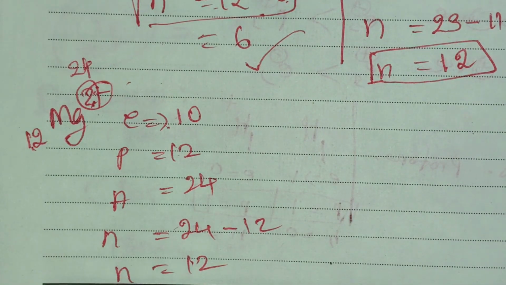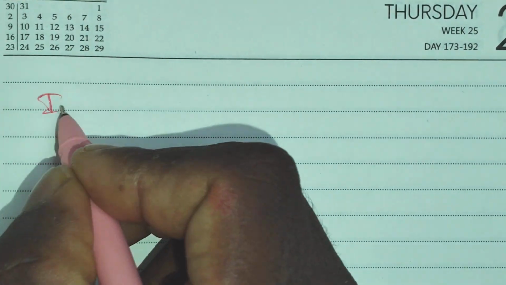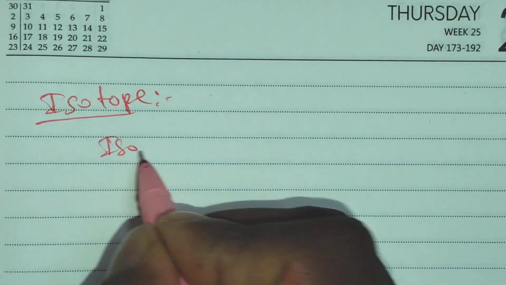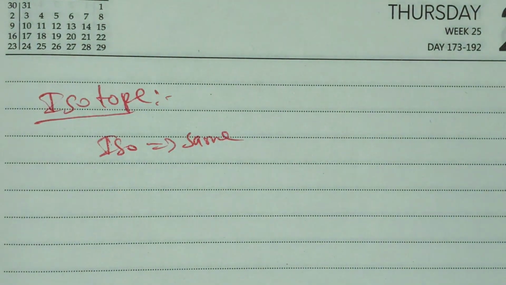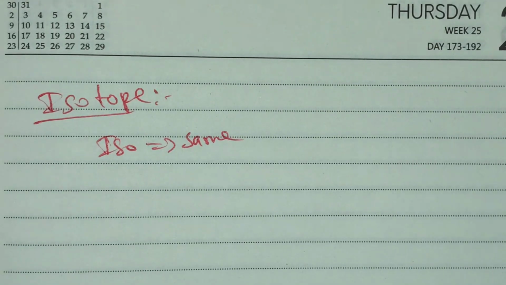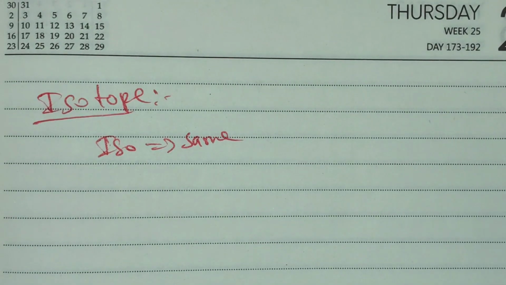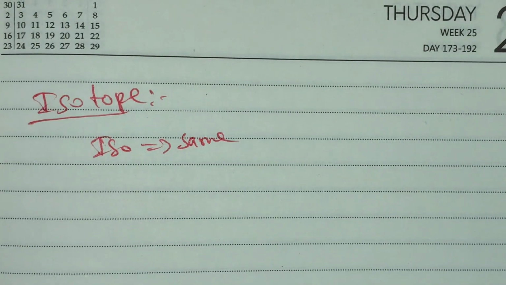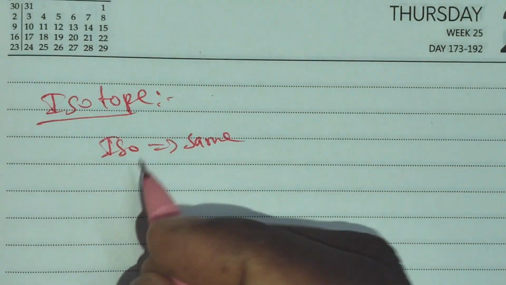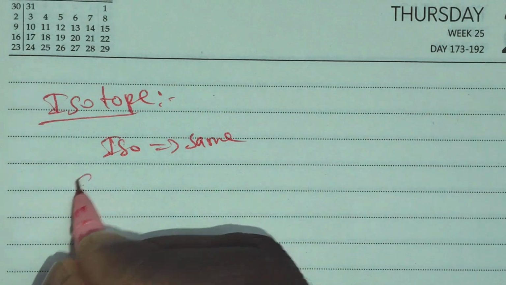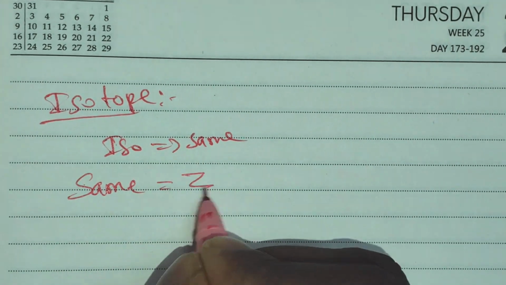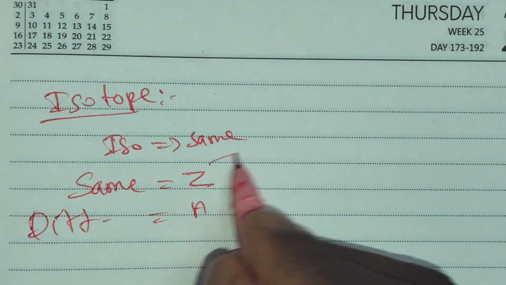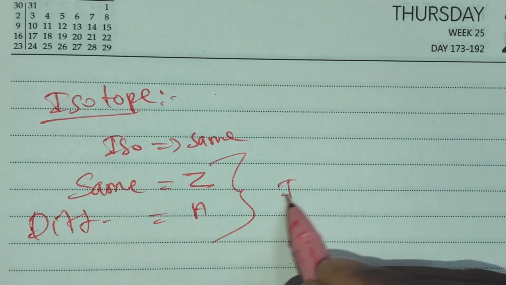Okay. Next, isotope. Iso means same. So in the given species, something is the same, a similar or same numerical value. Here, isotopes have the same atomic number but differ in mass number. So those are what we call isotopes.